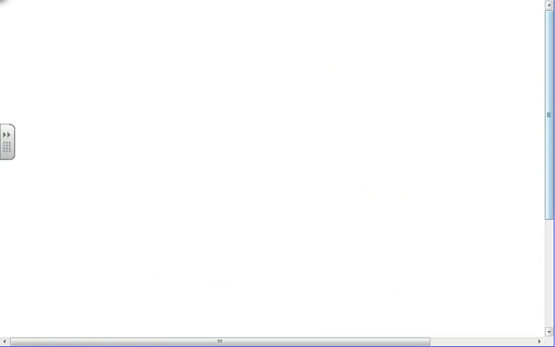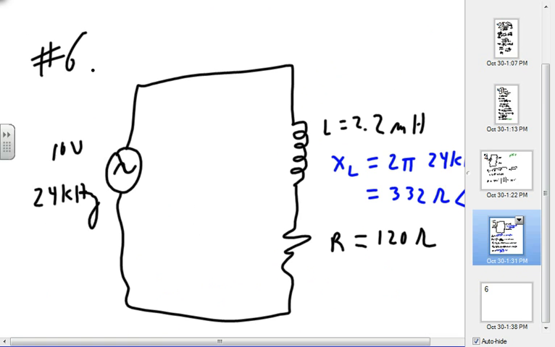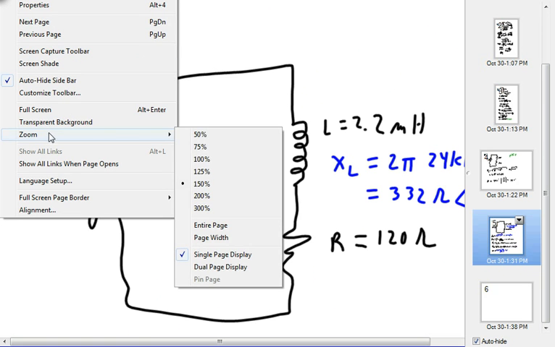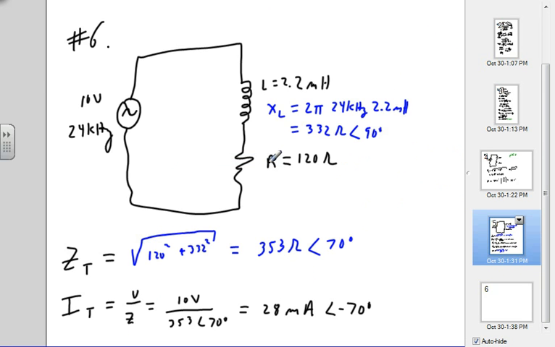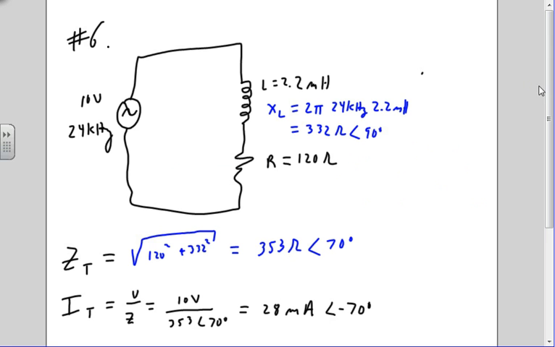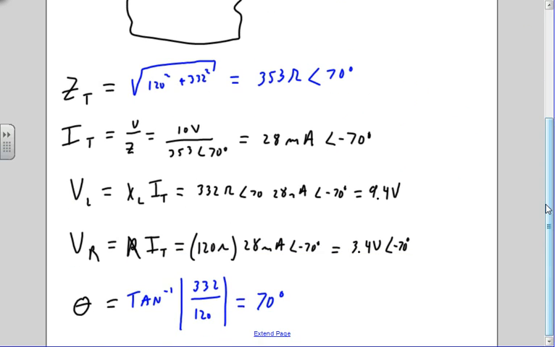Oh, hit the wrong button. View, zoom, 100%. There, now you can see more. Now, I don't like that the voltage across the inductor has 0 angle, and the voltage across the resistor has a minus 70 angle. But other than that, everything seems to be all right.